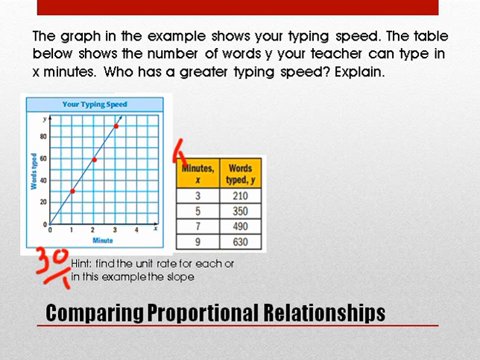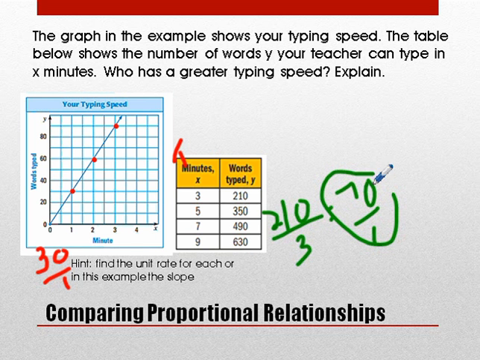I'm going to change my pen just so that we can see which one I'm talking about. So let's do green. This is the teacher's typing. If I was to graph this at 3 minutes, she's going to be way off the chart here, right? So it's going to be really hard for me to graph that. So I can say, well, for 3 minutes, she can type 210 words. I can do a couple things. I can simplify and take this to the unit rate, and that is 70 words per 1 minute.